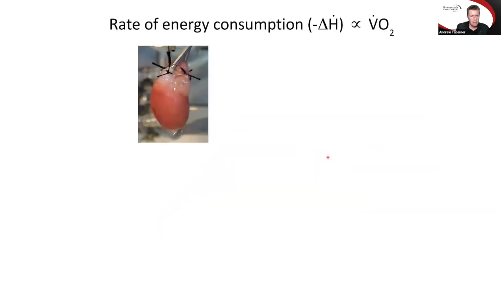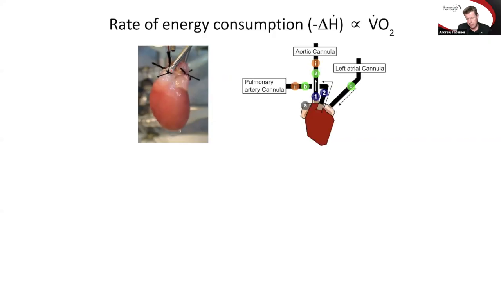So here's an example from an intact heart. The rate of energy consumption, and I promise you that this slide is the only one that has any mathematics on it, and they're just equations. So the rate of energy consumption, which is here referred to as the change of enthalpy, is proportional to the volume of oxygen that the heart consumes. So if you want to measure how much energy is being consumed by an intact heart, you can attach tubes to each of its major vessels and measure stuff as it goes in and out of the heart.